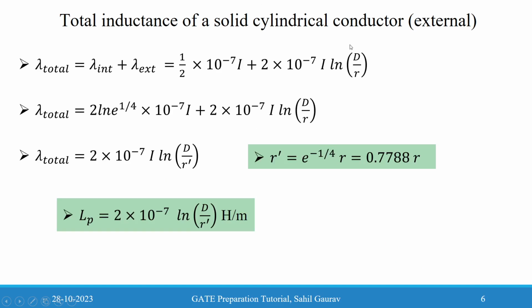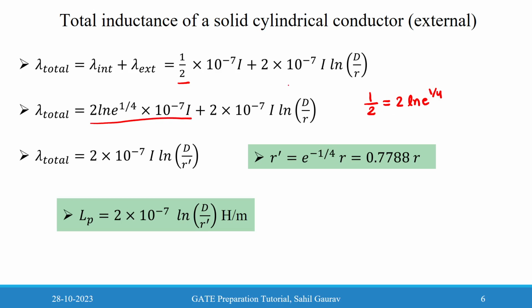Sir, but when we calculate the external inductance, then we take from the radius r to the point where we want. Yeah, okay, sir. So half into, we can write half as 2 into ln e to the power 1 divided by 4. So you will get this expression.